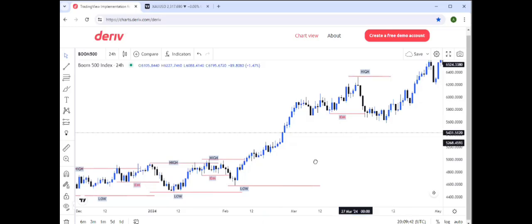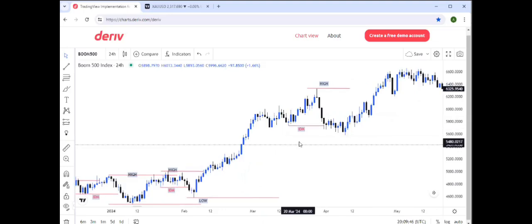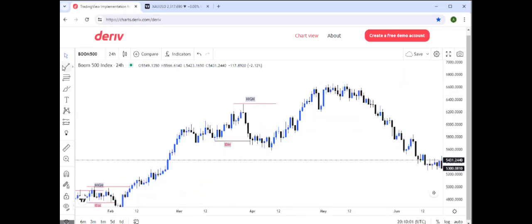I believe you understand this one, right? Do you understand this one? Yes, sir. Okay. So then we have price had to go above that high so that we can have this as our low. So price went above it, so we have this as our low.